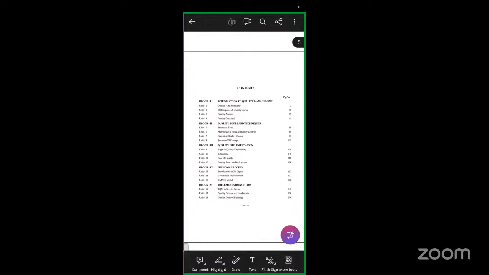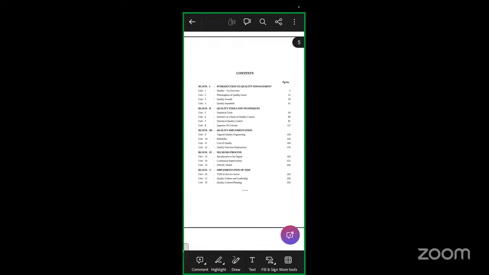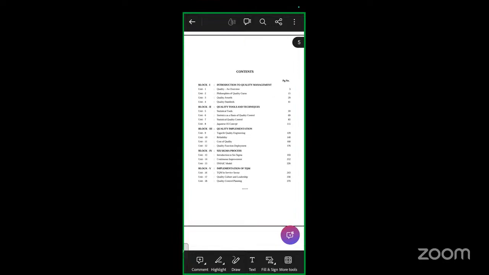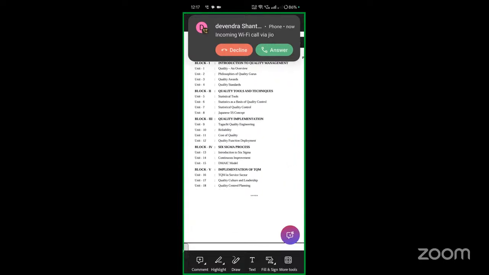Here we already covered introduction to quality management. I think next week we are going to wind up this paper. Block 2 we also covered, quality tools and techniques, and block 3 is quality implementation. Block 4 is Six Sigma practices. Block 5 is implementation of TQM. So here 5 blocks are there.